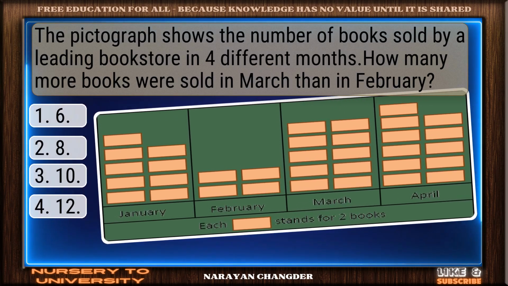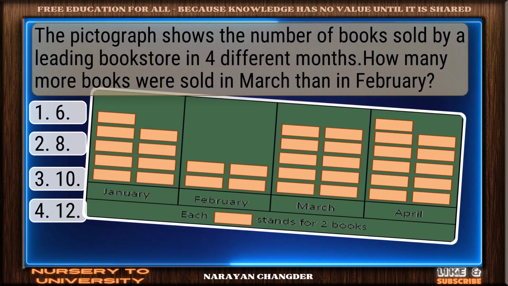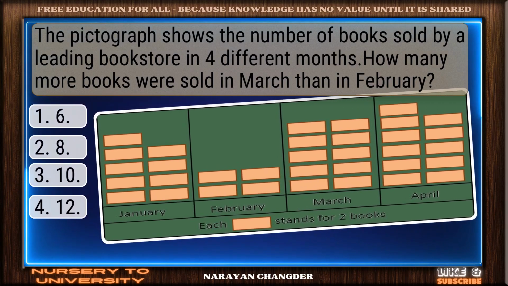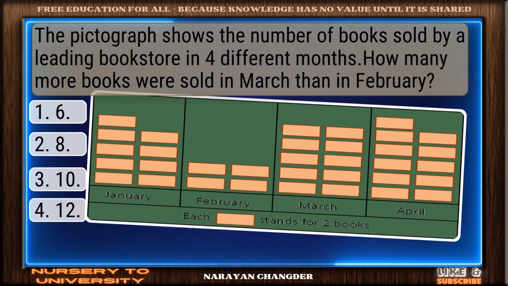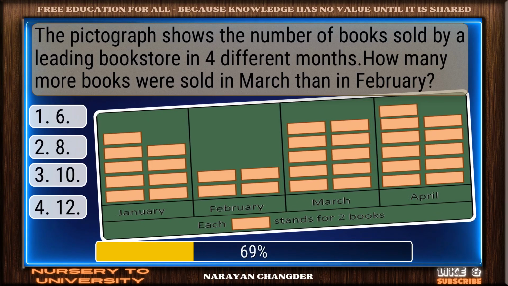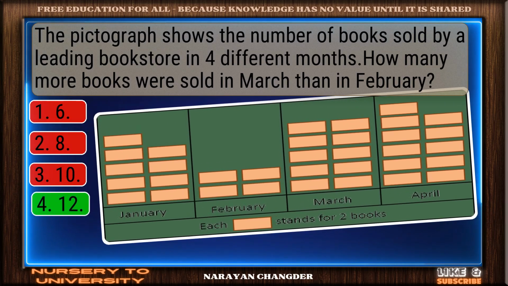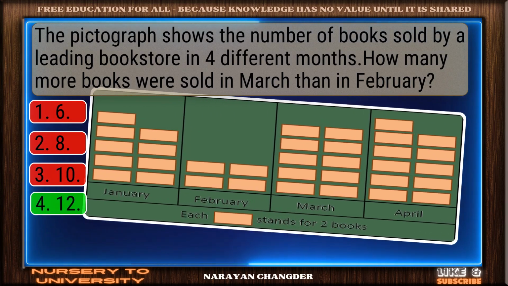The pictograph shows the number of books sold by a leading bookstore in 4 different months. How many more books were sold in March than in February? Nicely done. 12 is a solid answer.